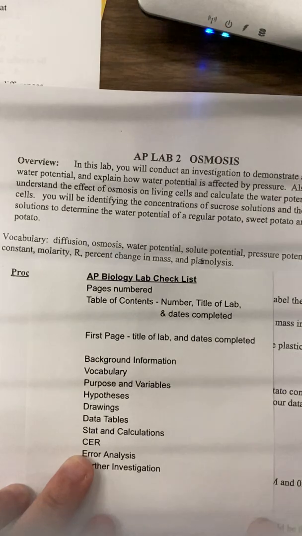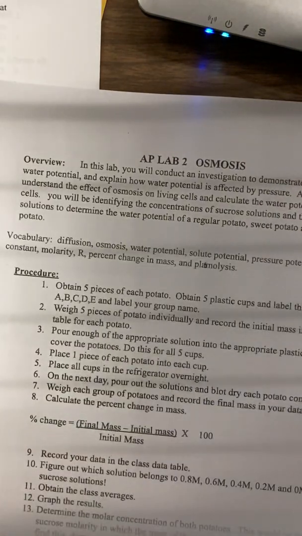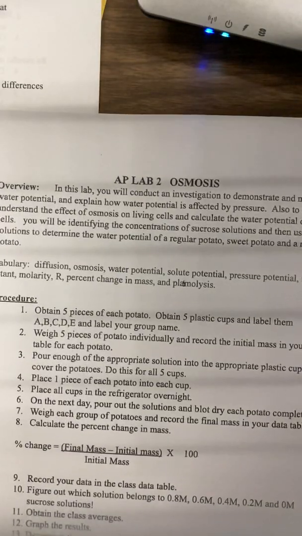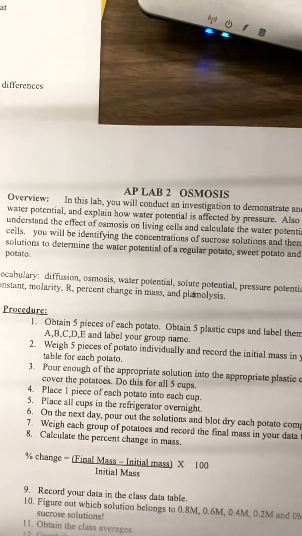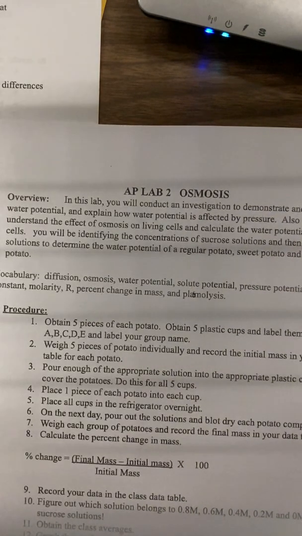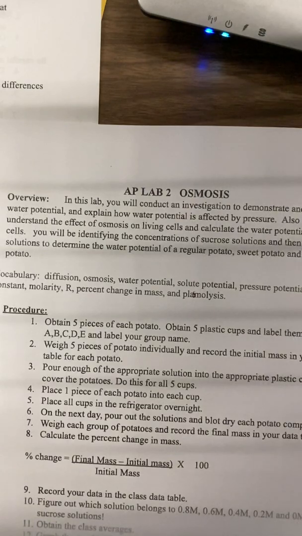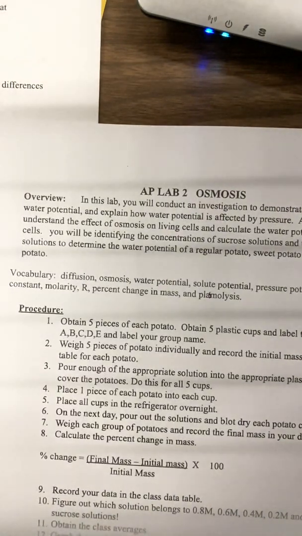Then after that, you're going to write your background information. The lab does provide for you a little bit of an overview of the lab, so you can use that. And then remember, you can write more about water potential and hypertonic, hypotonic, diffusion, osmosis, those kind of things for this lab, because if you look at your vocabulary that is listed here, that is what this lab's about.